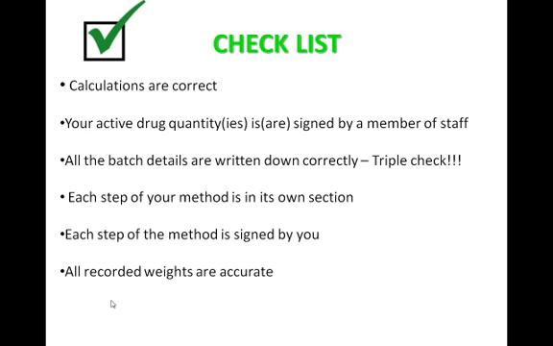For batch details, it's very easy to make a mistake, so we actually advise you triple check these. When you write the method, make sure that everything's in its own section, and then the really important one is make sure that you've signed every single step. And in the method, check all the weights and all the excipients you've used are actually accurate and they're the correct masses and excipients for the product you're making.